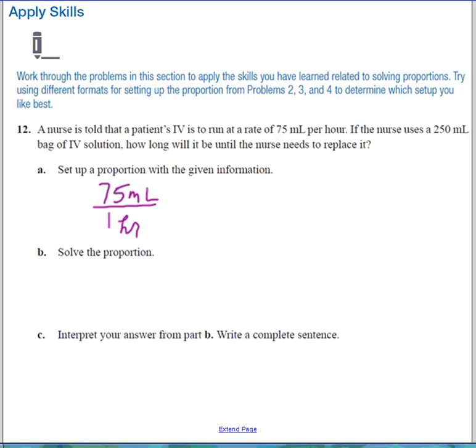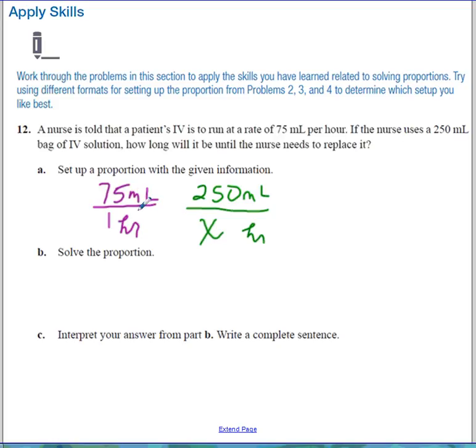And then continuing on with the story problem, if the nurse uses a 250 milliliter bag, so milliliters in the top, so my 250 milliliters also needs to be in the top. How long, so that's our unknown, and we can use any variable we want. The standard variable that you'll see is x, but we could use h to represent hour or anything else that we would want to do. How long will it be until the nurse replaces it?